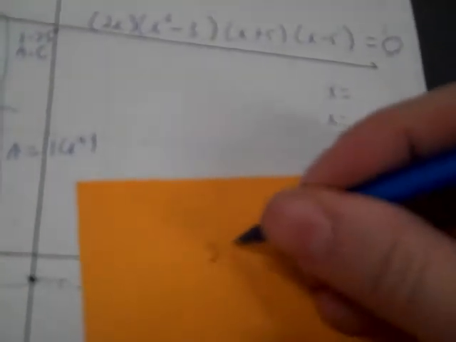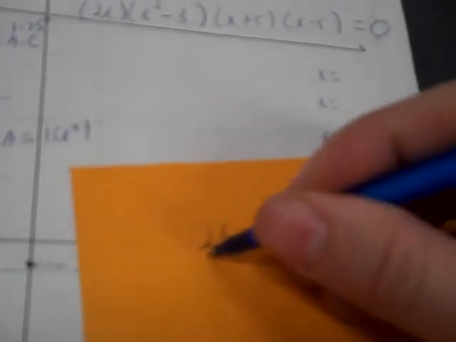Now I just need to set each factor equal to 0. So 2 times x could equal 0. I divide by 2, and I get 0. That's your first answer. Now I also have x to the second power minus 3. We add 3. X to the second equals 3. Now I will allow you to square root 3 on your calculator.